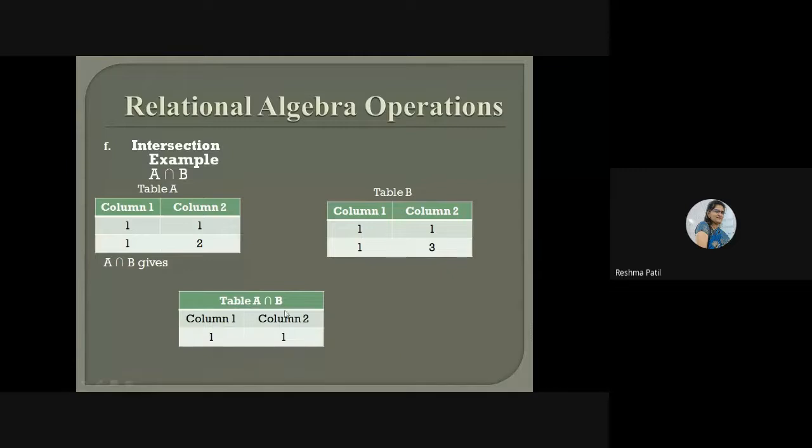The same is mentioned here. This is your table A, table B. The number of columns should be the same. Now intersection means what is common between these two tables. The first record of the A table and the first record of the B table both have common values, so only one time we have to show the record. That is the intersection.